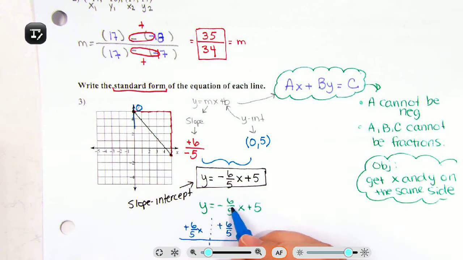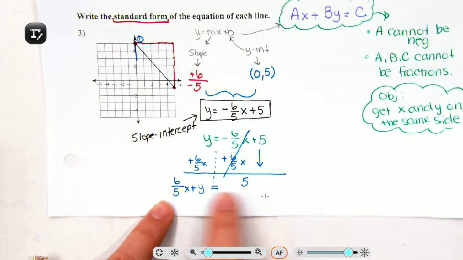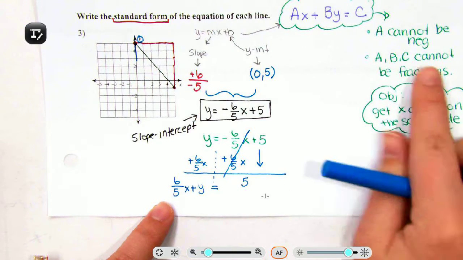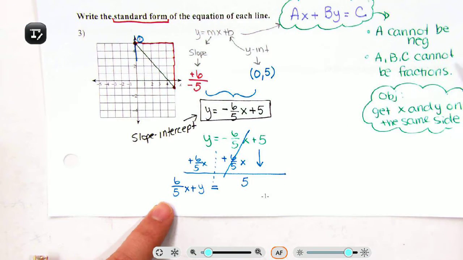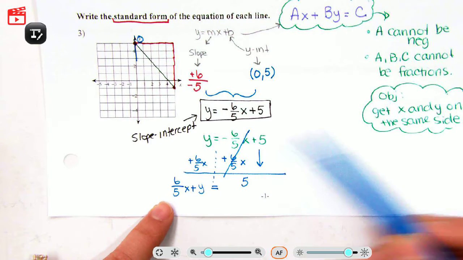If I have negative 6/5 x and I add 6/5 x, these cancel out. I'm left over with 5. Here's my equals. And then these are different terms. They are unlike terms. I have a y and an x. So I just have 6/5 x plus y. Now, although x and y are on the same side, let me check this. They are on the same side. We have to double check these two things. These are our requirements. Is the coefficient of x negative? No. So that one's okay.